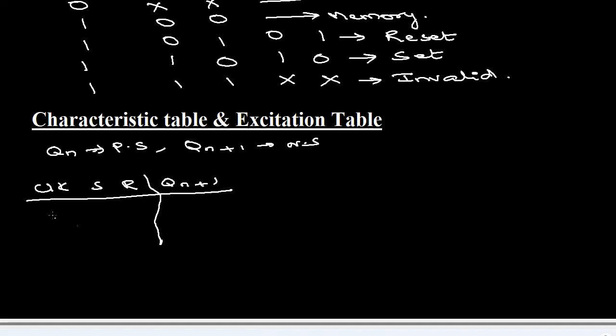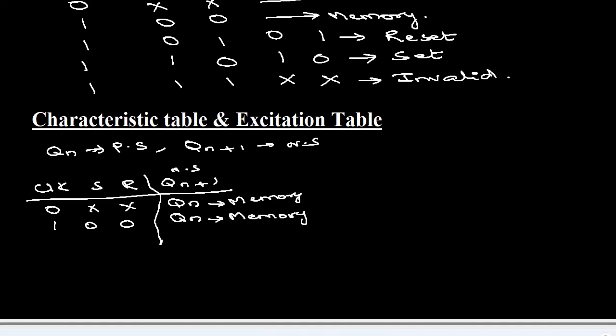So when clock is 0, irrespective of the other values, the condition is called the memory condition. Here memory is nothing but the previous condition. So the previous condition is the Qn state. So here the Qn state indicates memory. Next, when clock turns to 1, S is 0, R is 0, then the condition is also called the memory condition. So memory is the previous state, Qn. Qn plus 1 is the next state. Qn is the memory state. So it is also called memory.